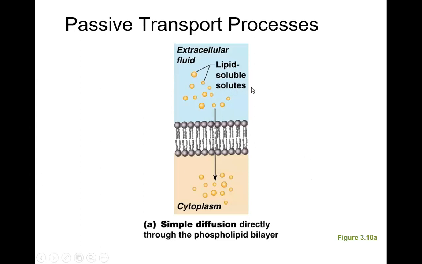Now, what if you have something that's fat soluble? Certain of our hormones are made out of cholesterol. They're a steroid. They're fat soluble. They can slide right across the membrane. The sex hormones are fat soluble. They don't get hung up on the membrane. The testosterone and estrogen can go into cells very easily because they're fat soluble.